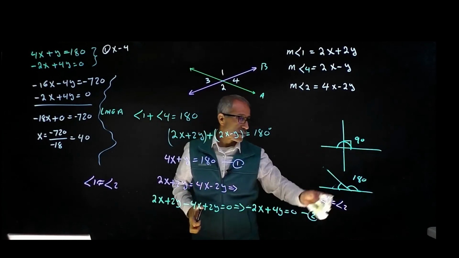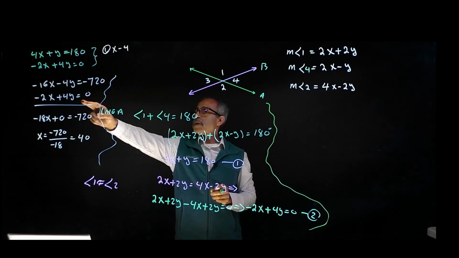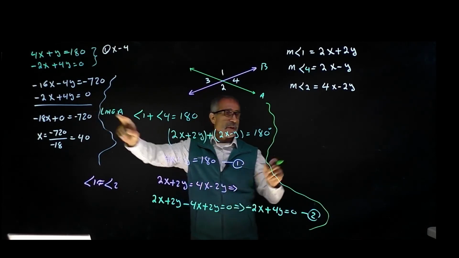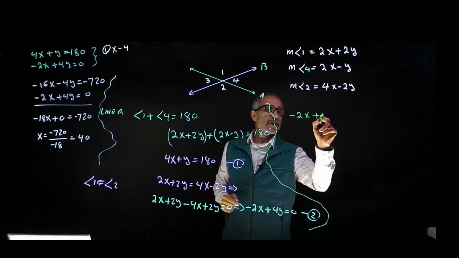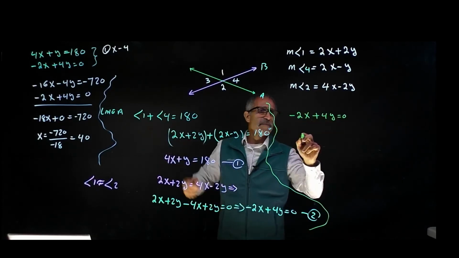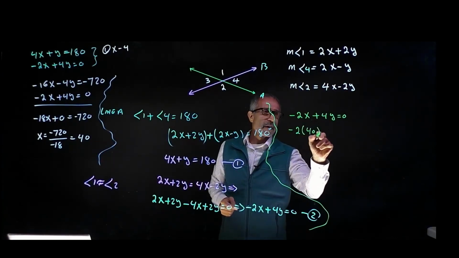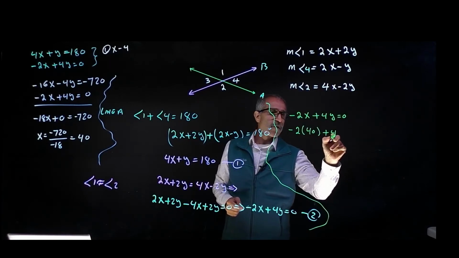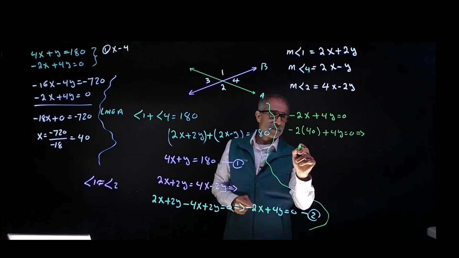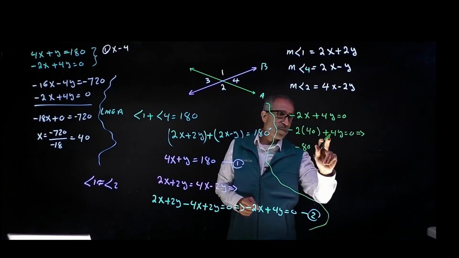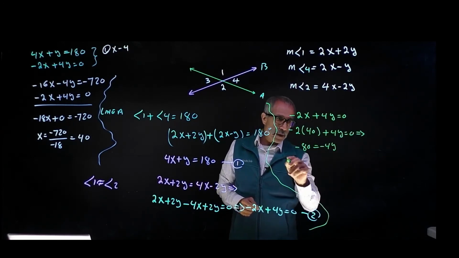Let me erase this right here. So now we know x is equal to 40. We're going to plug it back into one of these equations to find out what y comes out to. So I've got minus 2x plus 4y is equal to 0. I could use either one. So I'm going to have minus 2 times 40 plus 4y is equal to 0. That becomes minus 80, and if I move 4y to the other side, it becomes negative 4y. Now divide both sides by negative 4.